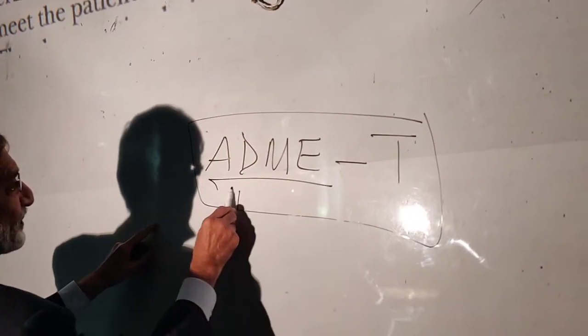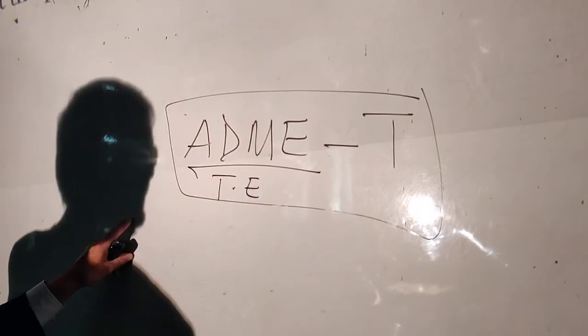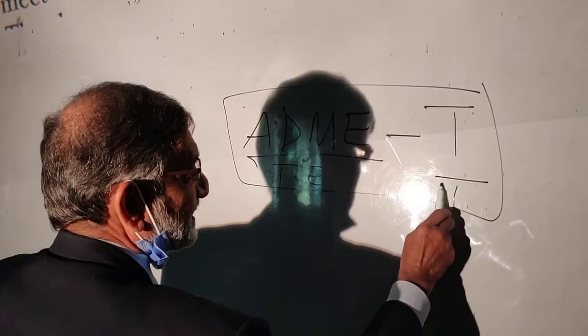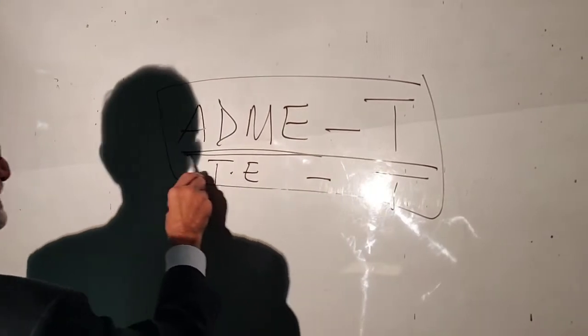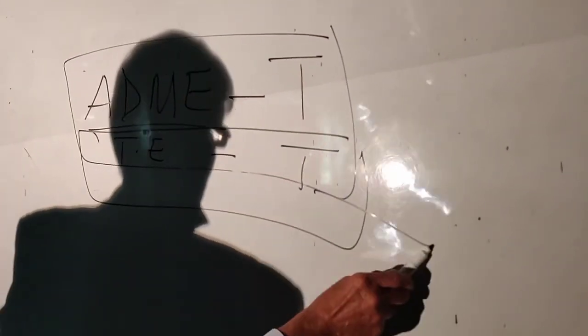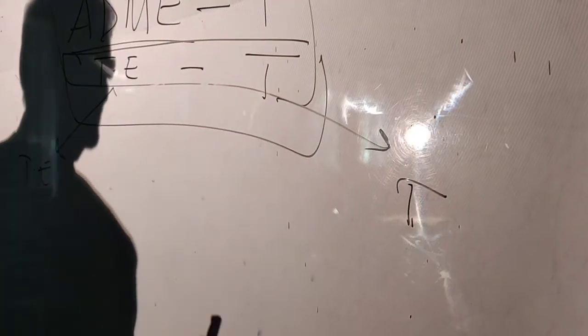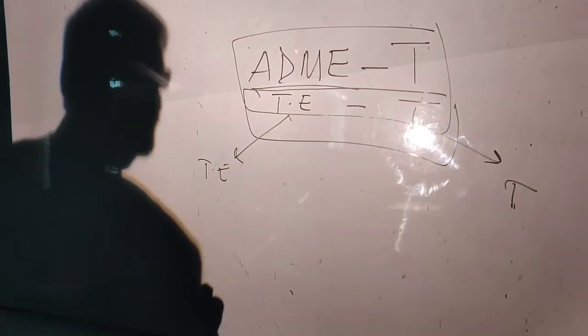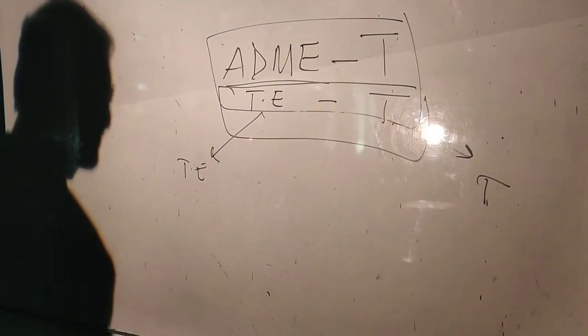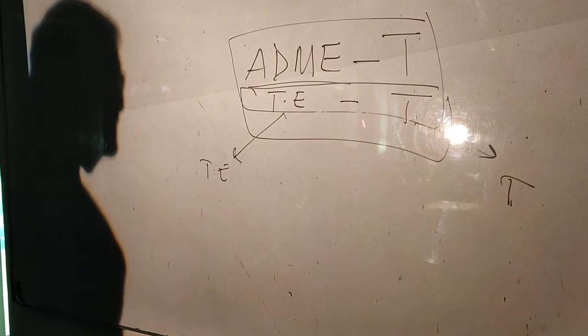So these four words let you know a point which is called therapeutic efficacy, and then there is T, which relates to toxicity. Therapeutic efficacy and toxicity. These are the two important things which are framed so that you should know the drug for a patient who is in front of you.